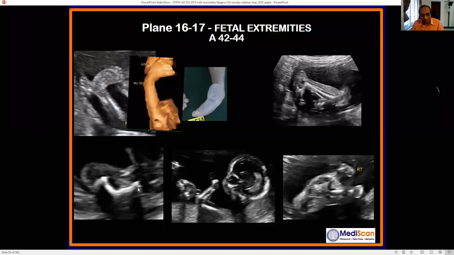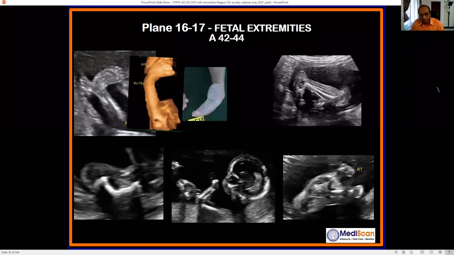Here you can see the shape is completely altered. It could be because of campomelic dysplasia. It could be because of osteogenesis imperfecta. But remember one thing. We never give a skeletal dysplasia diagnosis antenatally. We only say the bone is short, the bone is deformed. Then a detailed evaluation has to be done after the delivery of the baby. We have to take an X-ray. Sometimes we need to do molecular testing before you can label the skeletal dysplasia.